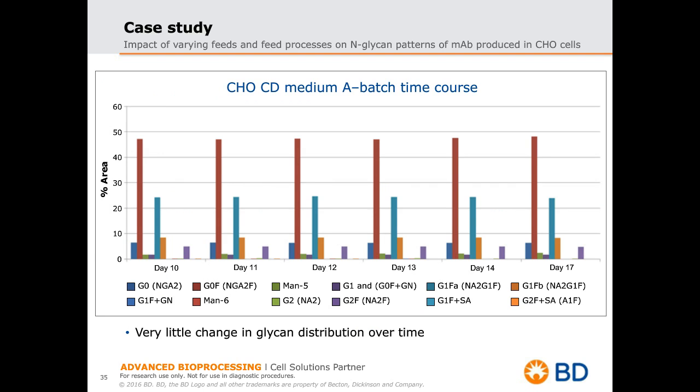So this slide shows the N-glycan distribution of the non-enhanced media during the batch time course from day 10 to day 17. On the x-axis are the glycan names, and again the percent glycan distribution is shown on the y-axis. Each colored bar in the chart represents a different glycan species. The major glycan species present in this sample are G0, G0F, G1F, and G2F. Looking across the data from day 10 through to day 17, there is very little change in the overall glycan distribution.